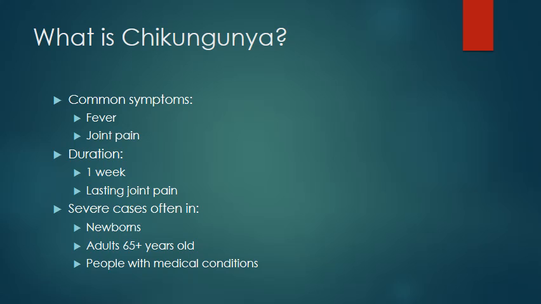Other symptoms developed could be headache, muscle pain, joint swelling, or rash. It does not often result in death, but the symptoms can actually be quite disabling. Most people feel better within a week, but in some cases, the joint pain could last months. More severe cases of chikungunya include newborns, adults older than 65 years of age, and people with medical conditions such as high blood pressure and diabetes. Once a person has been infected, he or she will likely be protected from future infections.